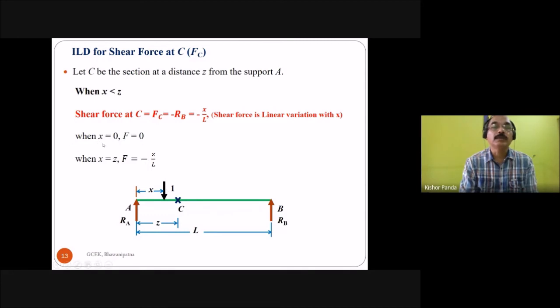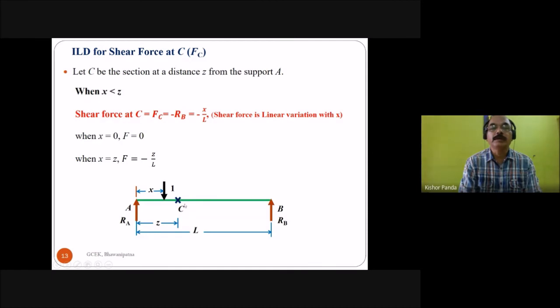When X is equal to 0, you put X equal to 0, so the shear force here is equal to 0. And when X is equal to Z, the shear force is equal to minus Z by L. So here you got, when the load is present at A, the shear force is 0, and when the load is present at C, the shear force is equal to minus Z by L.